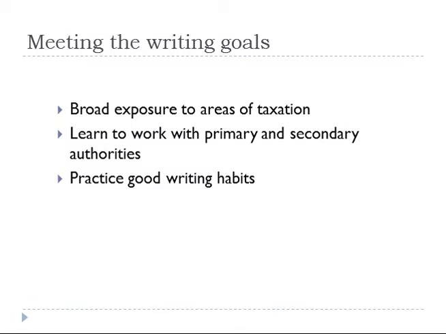And in order to effectively communicate the results of their research in writing, students must continue to practice good habits of writing. Written communication is the subject of the rest of this lecture.